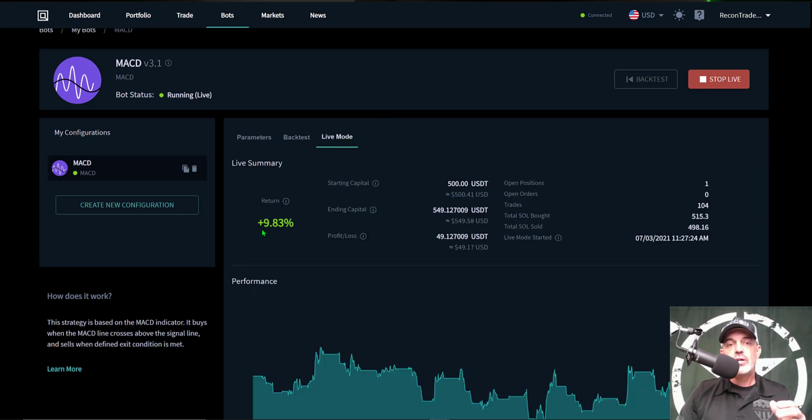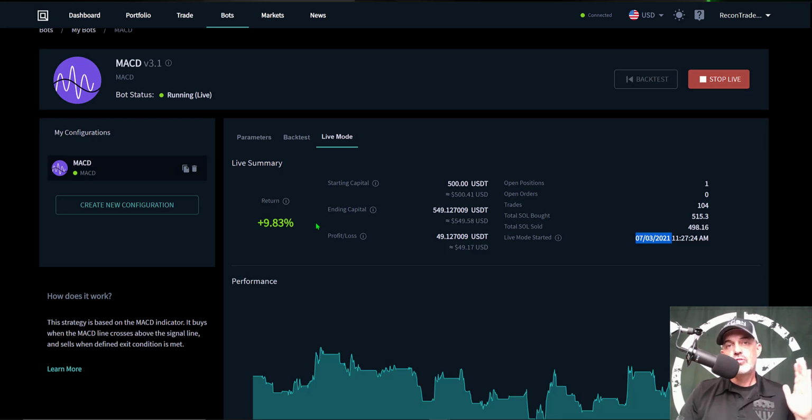And you will see that my current profit on this bot is almost 10%, and the bot was deployed on July 3rd, 2021. And so the bot has been deployed for just under 1 month. And considering the market conditions over the past month, an almost 10% return is acceptable. It's not great. It's not what I would be shooting for, but it is acceptable.